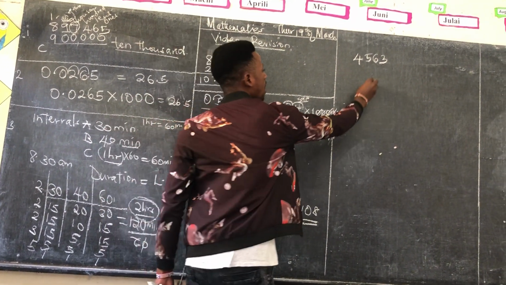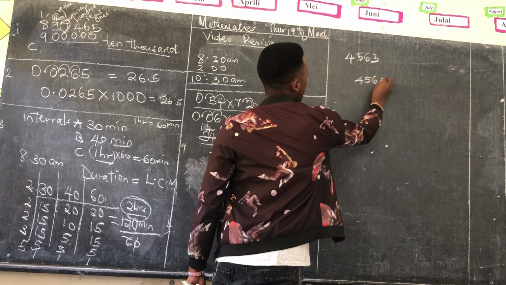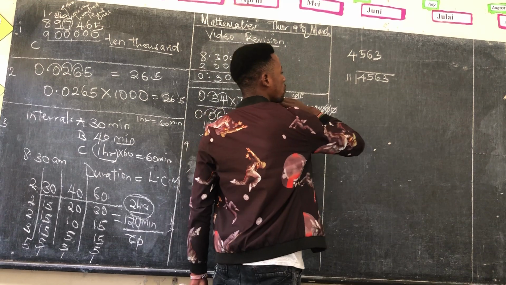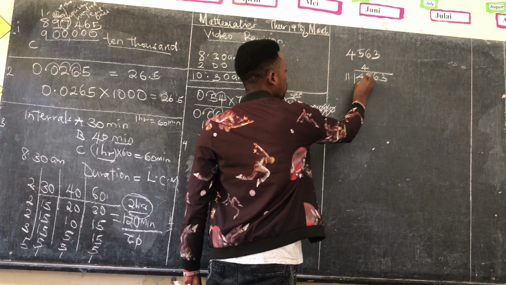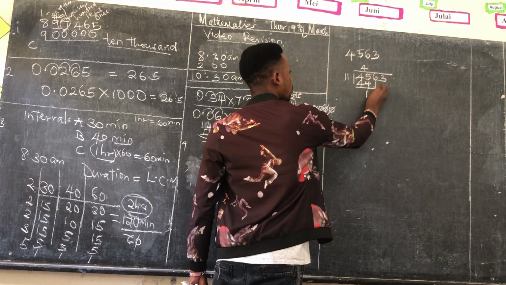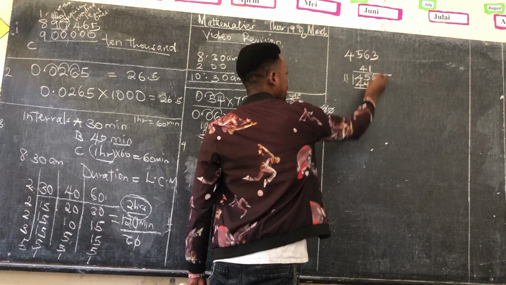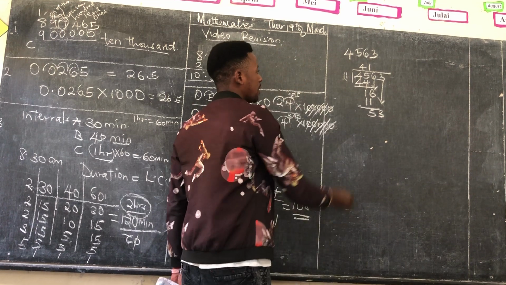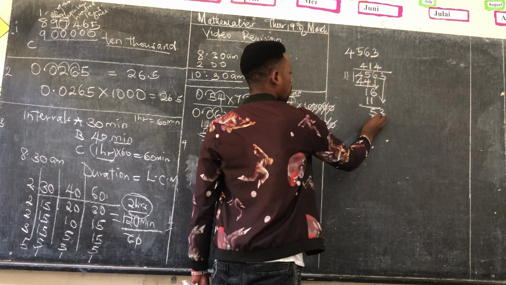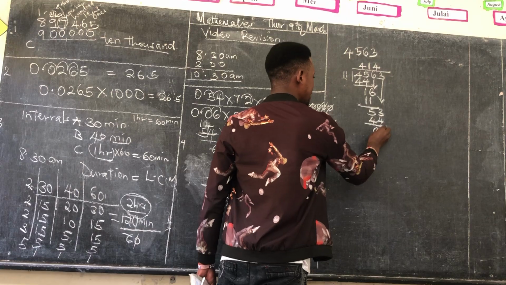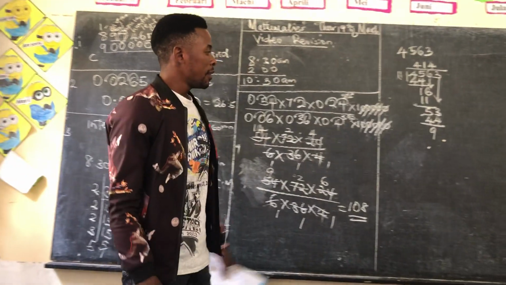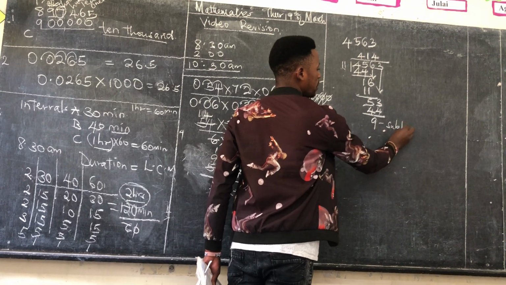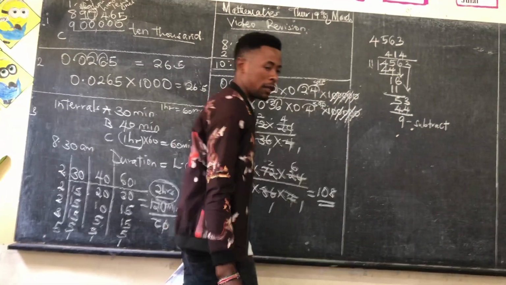So this is 4,563, you divide by 11. 11 goes how many times? Into 45, goes 4 times because of 44. Remainder 1, drop 6. 11 goes 1 time because of 11. Remainder 5, drop 3. 11 goes 4 times because of 44. Remainder 9. So this is the number to be subtracted. If they had asked the number to subtract, 9 would be the number to subtract.